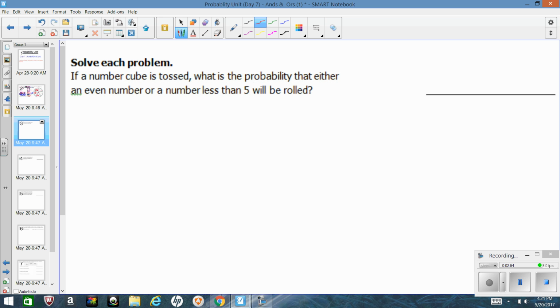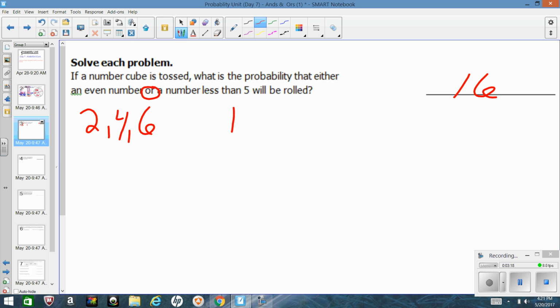All right, next example. It says, if a number cube is tossed, what is the probability that either an even number or a number less than 5 will be rolled? So we have a number cube, so our total is going to be out of 6. So let's start with the even numbers. We have 2, 4, and 6 are even on the number cube.